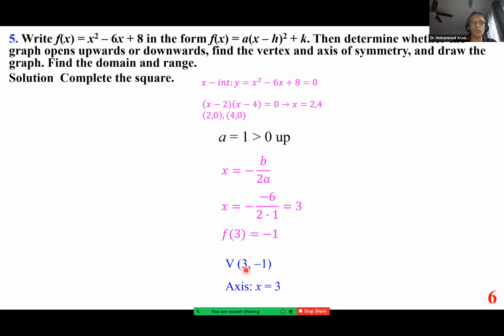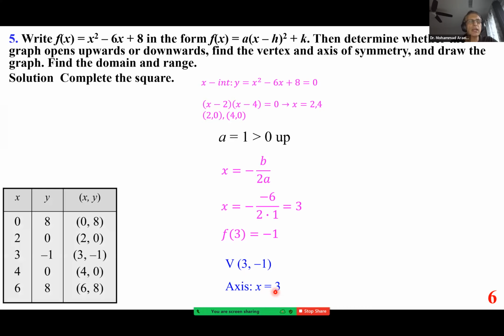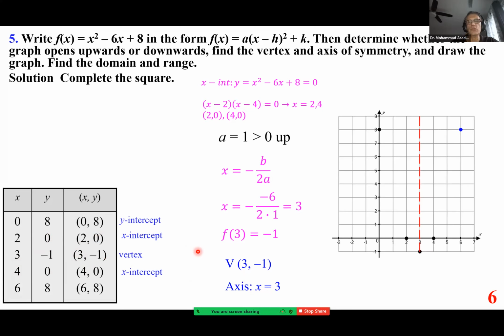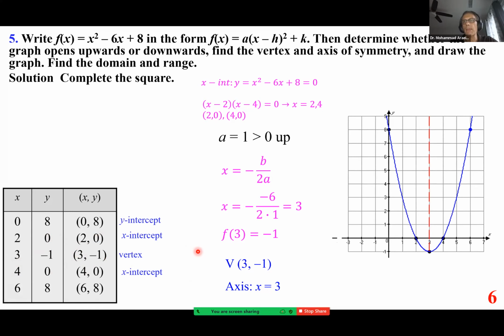The x coordinate is 3. Therefore, the axis of symmetry is x equals 3. Make sure you write an equation, not just 3. x equals 3. And it's a good practice to write the summary of what you found here. So take a look. We have the y-intercept. We have one of the x-intercepts here, another one here, and here's the vertex. And one more pair. Again, I will discuss that on the graph for you, starting with the graph and the axis of symmetry. Here's how the graph looks.